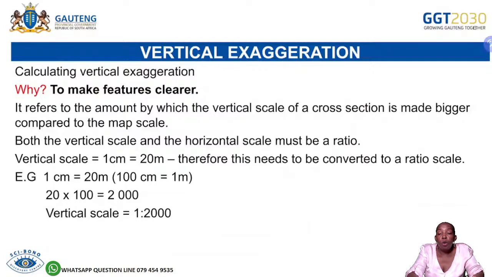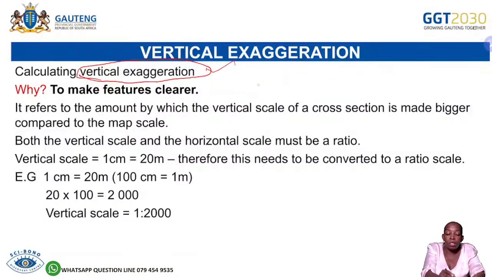Right, so we are now looking at the vertical exaggeration. We need to have an understanding that vertical exaggeration is calculated from a cross-section. So from a cross-section, you would have your cross-section that will be representing a hill, and we calculate the vertical exaggeration based on the scale that is used there.